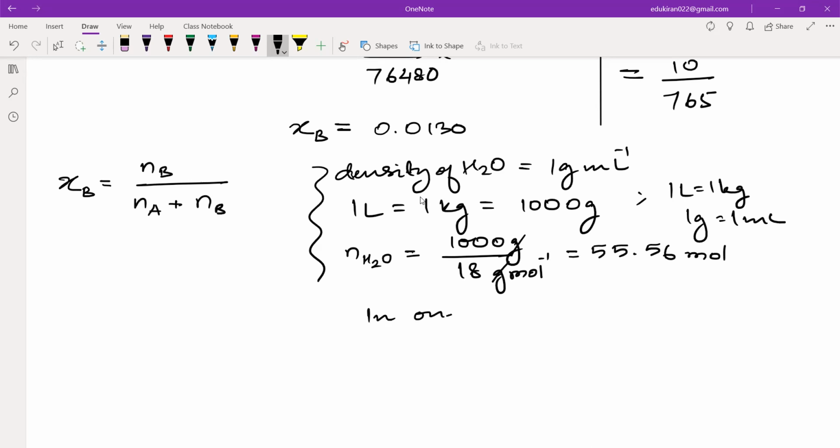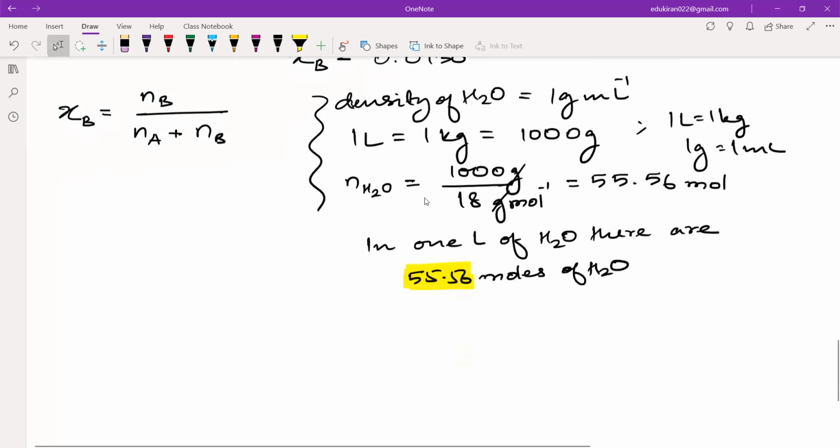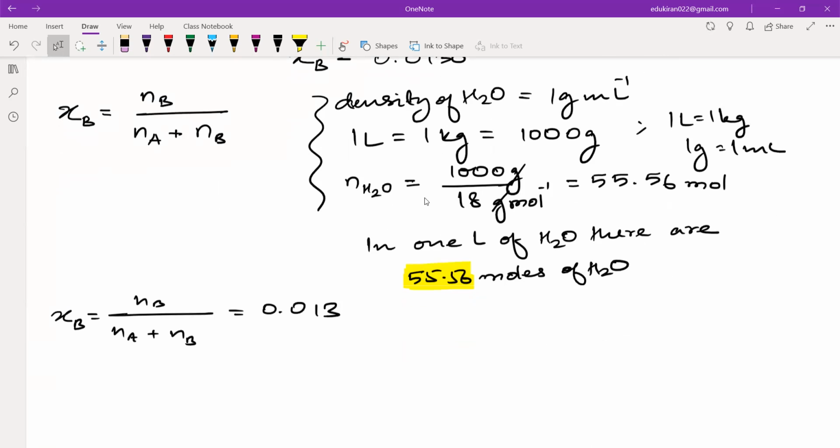In 1 liter of H2O, there are 55.56 moles of H2O. ठीक है, अगर ये आपको याद रहेगा, it will be very helpful in competition. Competitive exams में बहुत जल्दी आपका हाथ चलेगा फिर. ठीक है, so in 1 liter 55.56 moles of H2O are present, and we also have, see, chi B is equal to NB upon NA plus NB, which is equal to 0.013. ठीक है, 0.013 है ना.